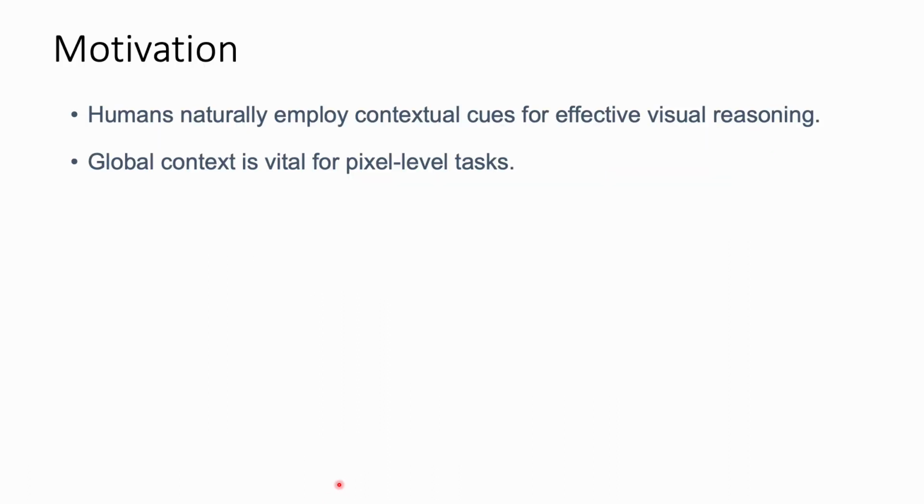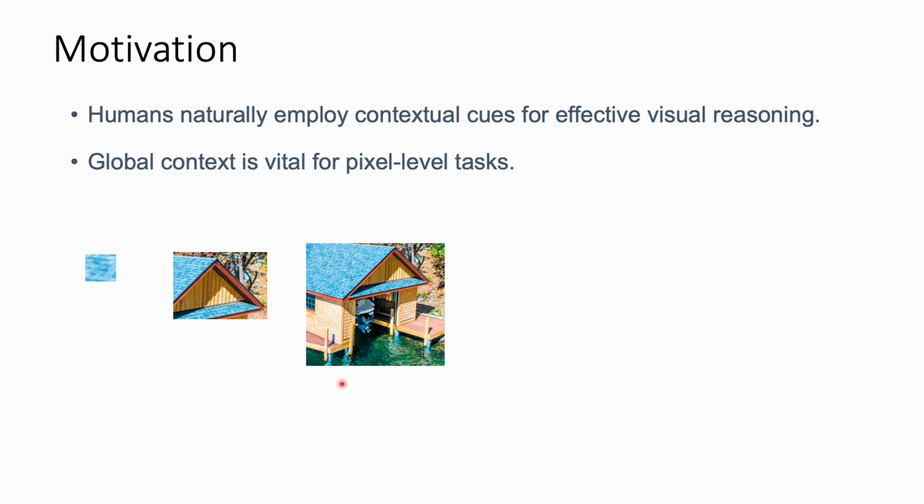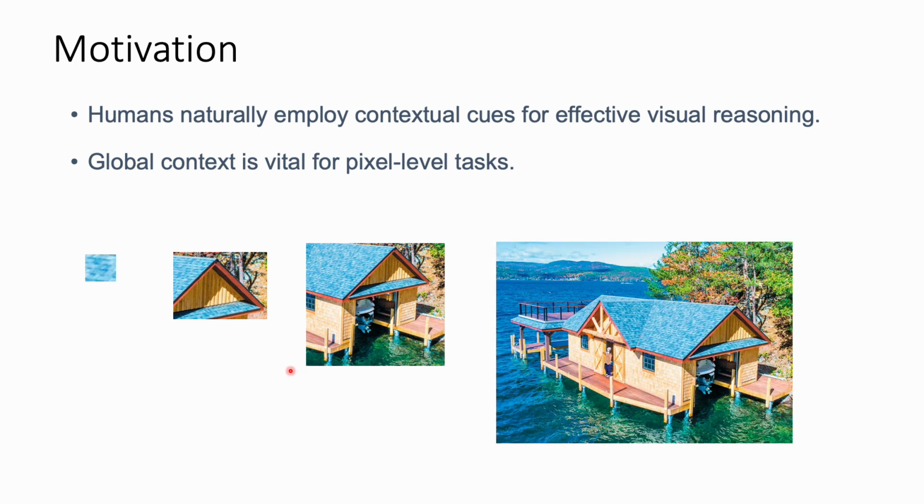Our work is motivated by the simple fact that we humans use global context for effective visual reasoning. For example, if we look at this blue patch over here, we are not sure what it represents. It could be a stone path or it could be simply a blue colored brick. As we see more context to this patch, we realize that this patch actually belongs to the roof of this house. Adding more context, we see that this is not a simple house, but rather it's a dock because there is a boat parked inside and it's surrounded by water. Therefore, as we have a better understanding of the global context, we get better at visual reasoning. Therefore, global context is essential for pixel level tasks like segmentation.